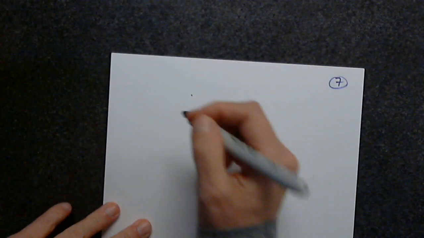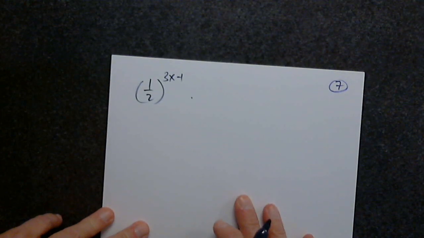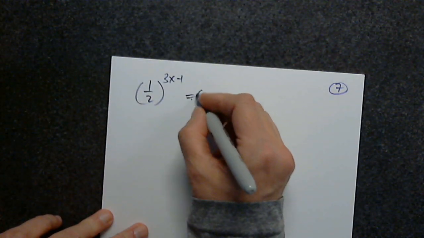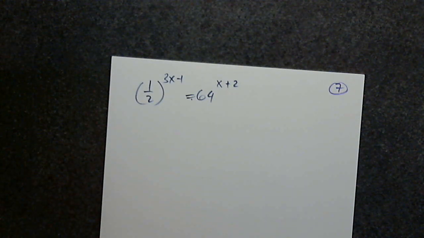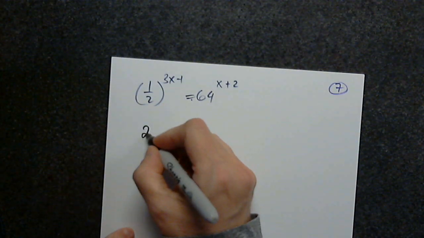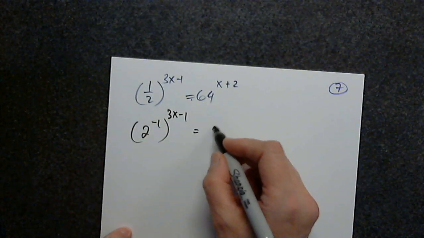Here it is. (1/2) raised to 3x minus 1 equals 64 raised to x plus 2. So this is an exponential equation. Yes, you can always apply natural log, for sure. However, it is so much easier than that because both sides can be presented with the same base. The left-hand side will be 2 to negative 1, and the right-hand side will be 2 to the 6th.